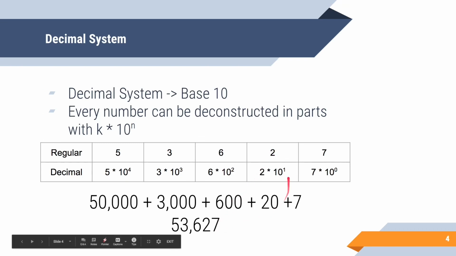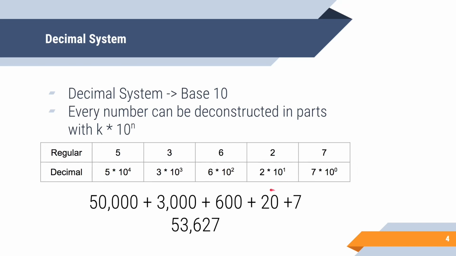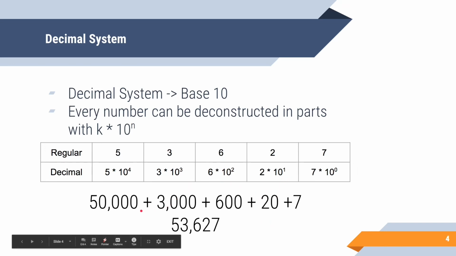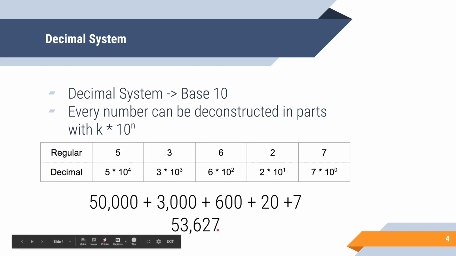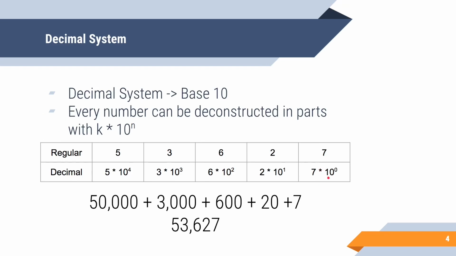So when we do 2 times 10 to the power of 1, we get 20. So we're at 53,620. All right, and the last system that we have is 10 to the power of 0. 10 to the power of 0, or any number to the power of 0, is 1. So how many 1s fit into 7? Well, 7. So we rewrite that as 7 times 10 to the power of 0, otherwise denoted as 7 times 1.